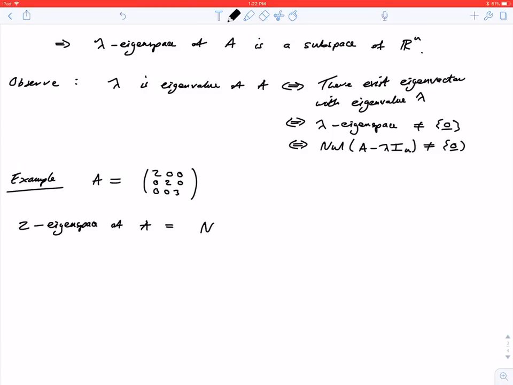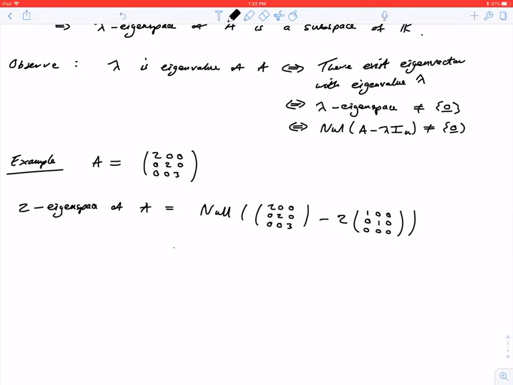This is equal to the null space of what? Well, it's going to be 2, 0, 0, 0, 2, 0, 0, 0, 3 minus 2 times 1, 0, 0, 0, 1, 0, 0, 0, 1. It's me just doing the above. So this is equal to the null space of 0, 0, 0, 0, 0, 0, 0, 0, 1.